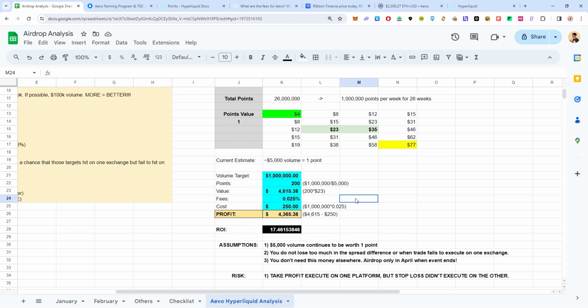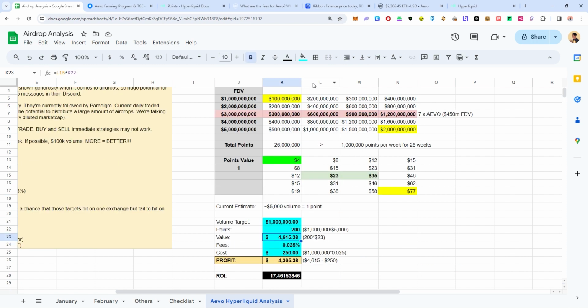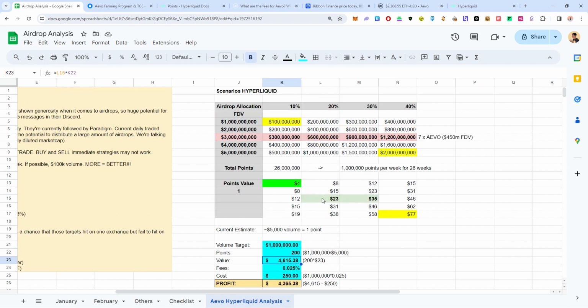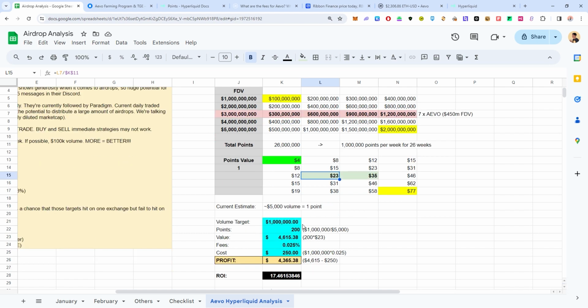So now our target is to hit 1 million trading volume within the next 2 months. If we hit 1 million trading volume, the estimated points we'll receive is 200 points. How do I get 200? I take 1 million divided by 5,000. If we assume the normal expected scenario is the airdrop of 20% at a 3 billion market cap, each point is worth $23. So 200 points times $23, we get $4,615.